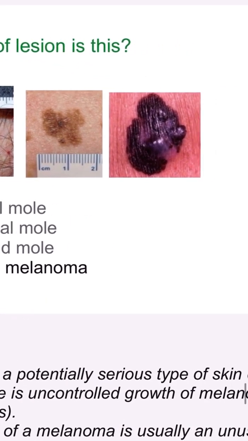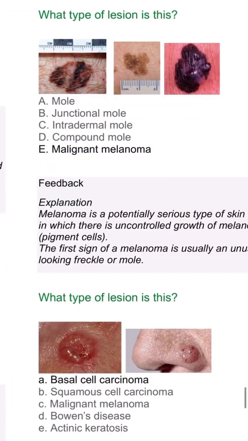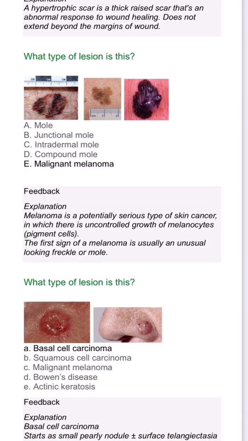What type of lesion is this? This is malignant melanoma. Okay, the ABCDE of melanoma. It's a potentially serious type of skin cancer in which there is uncontrolled growth of melanocytes, pigment cells. The first sign of melanoma is usually an unusual-looking freckle or mole. So this is malignant melanoma.